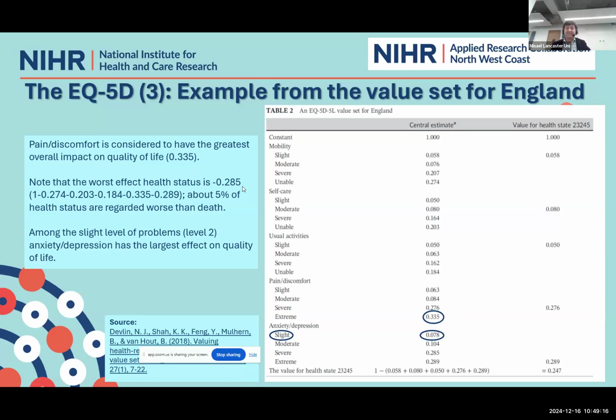And from this table, we can see which health state reduces utility the most. You can see here in pain and discomfort, extreme, this one reduces by 33.5%. If someone has pain and discomfort in an extreme way, they will reduce their quality of life by 33%. That one alone, even if the others are fine. Okay. And this is how this table is read. Remember, this comes from the population, so how the population is valuing each of these states.